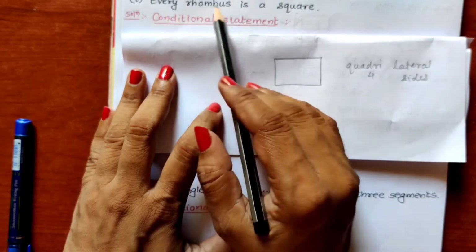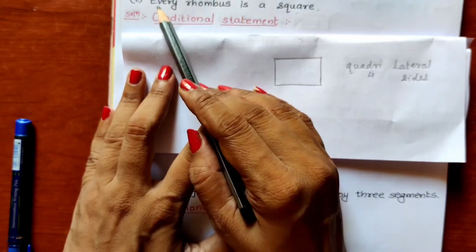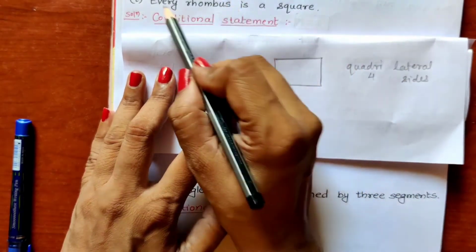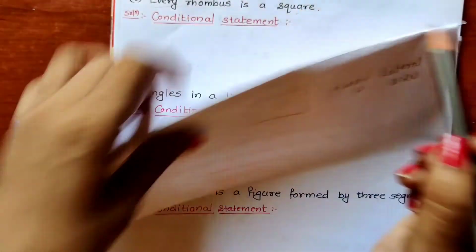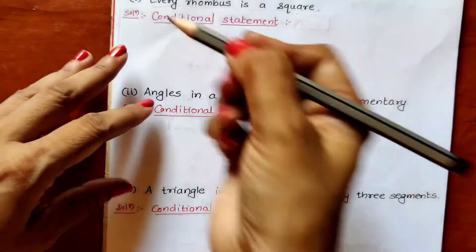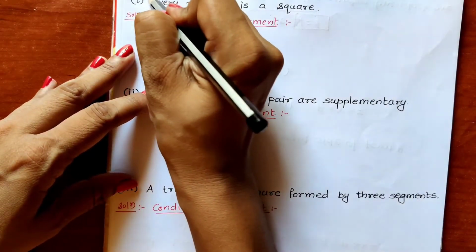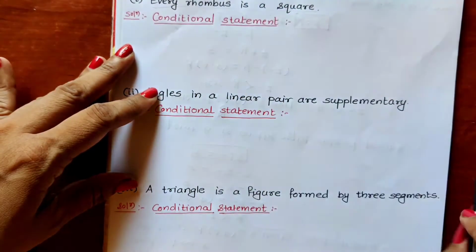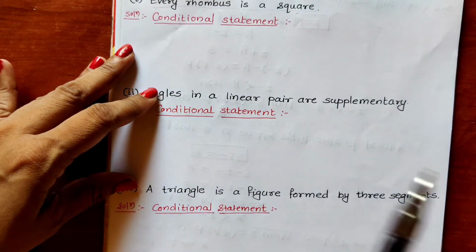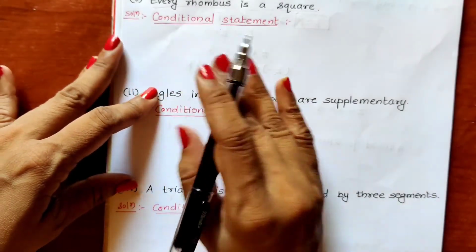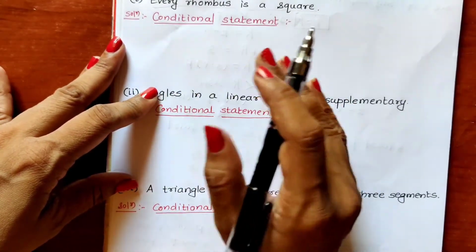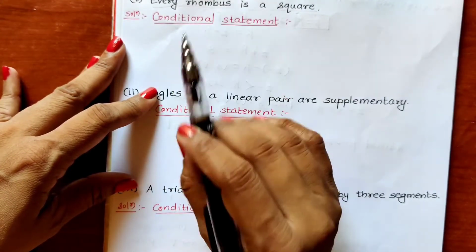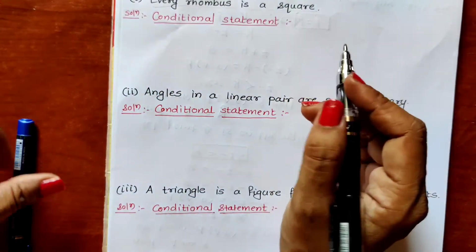Now according to the given statement here, what is given? Every rhombus is a square. So we will make two parts. The first part will be every rhombus and the second part will be is square. So here we can write if and here we can write then. And we will have to form a meaningful conditional statement. We cannot only write if every rhombus then is a square. No, we have to make it meaningful.